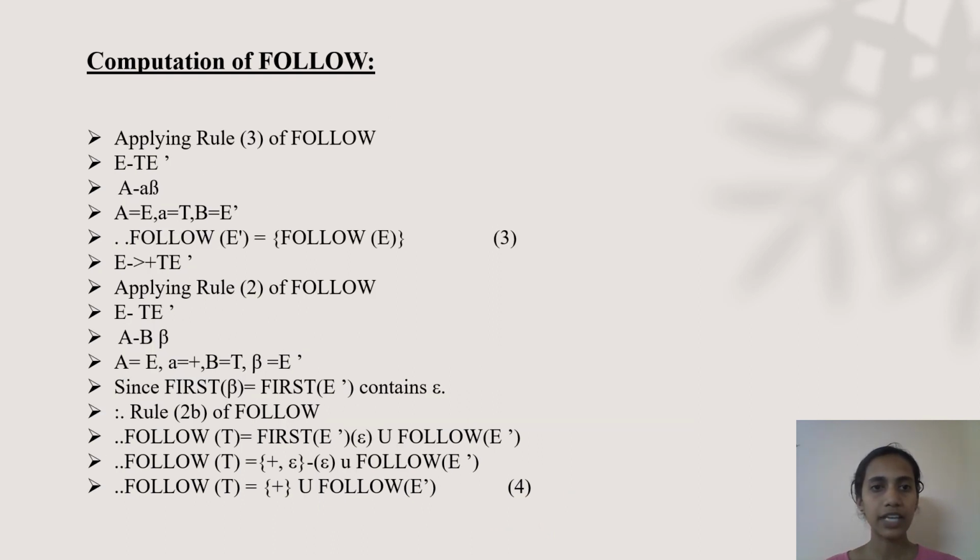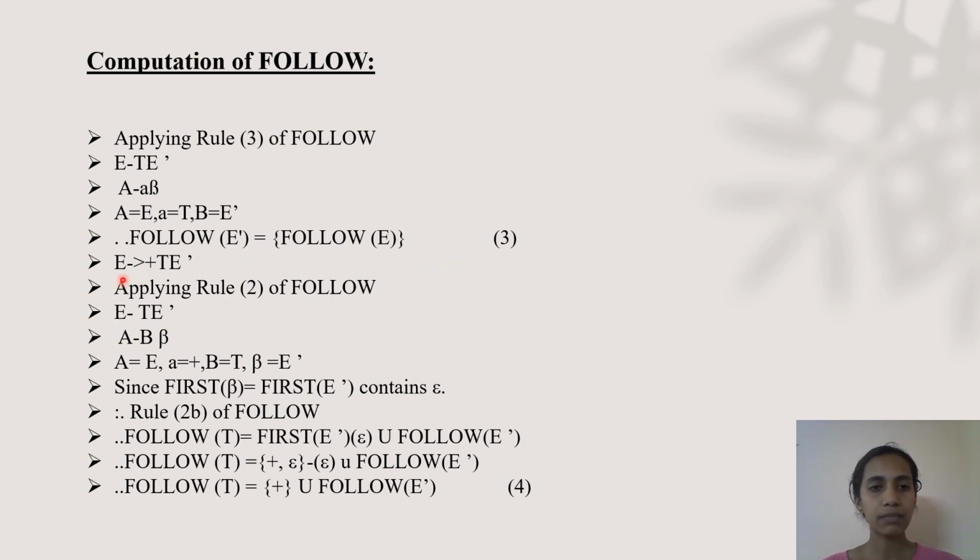Then coming to the next third step, we will get applying rule 3 of follow, E tends to TE dash, and then A tends to alpha beta, where A is equals to E and alpha is equals to T and B is equals to E dash. Therefore follow of E dash is equals to follow of E. This is the third equation.